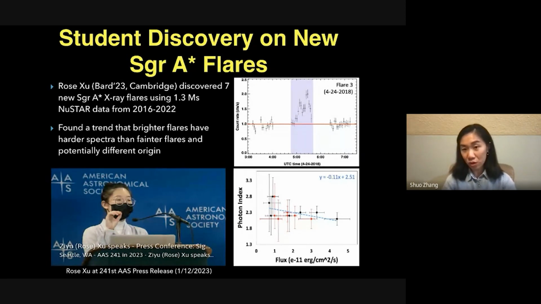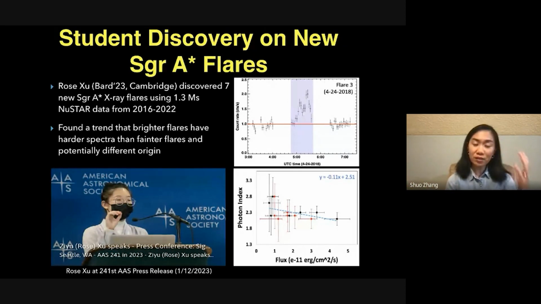For example, the image on the upper left, this light curve you are looking at, is one light curve that Rose produced, where you can see a flare very clearly with some mysterious double peaks. And there are also other flares that she found. On top of that, she also found a very interesting trend by combining 14 flares. And she tries to see, is there some trend between these flares?